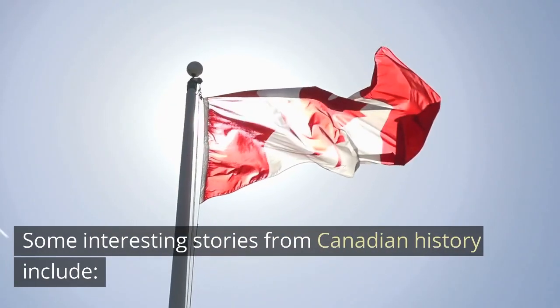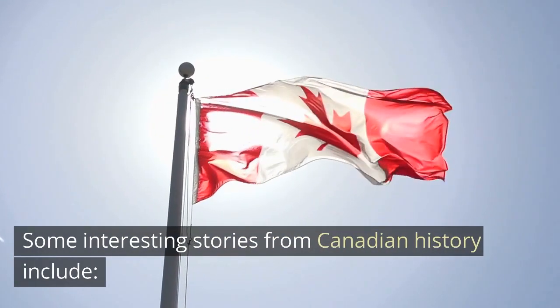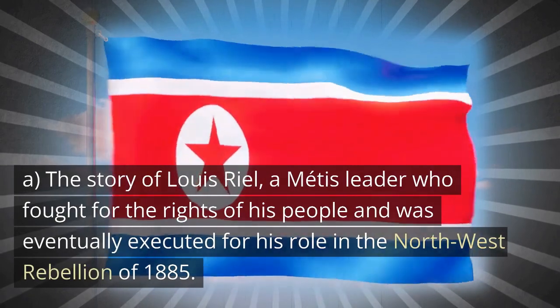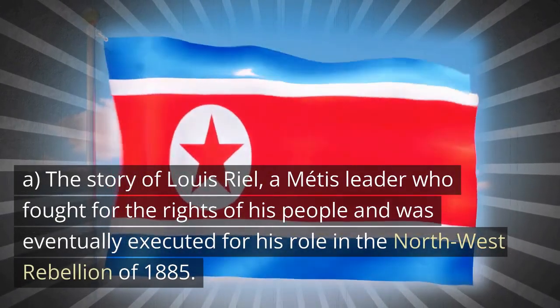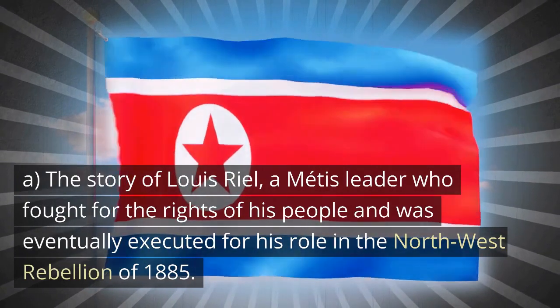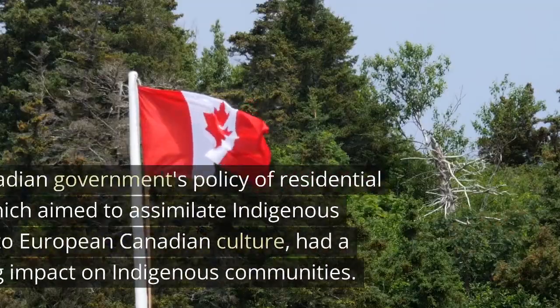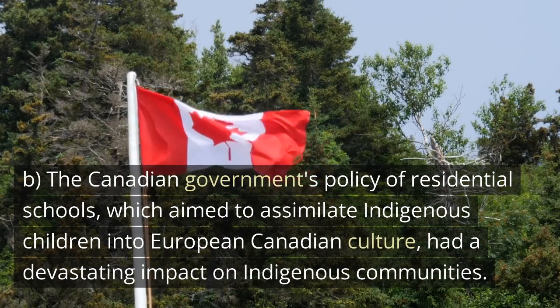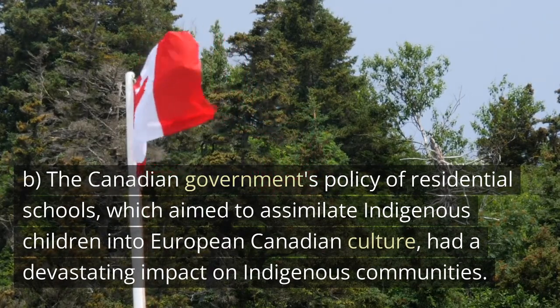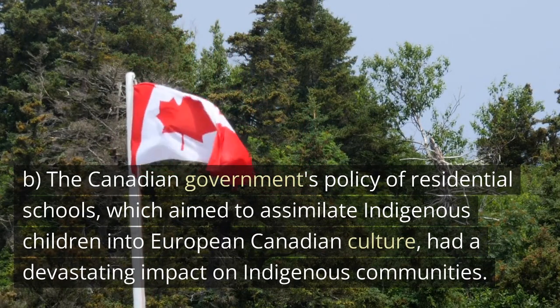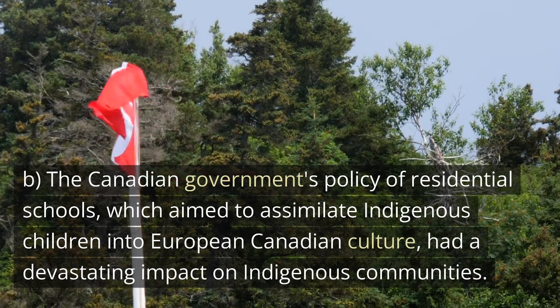Some interesting stories from Canadian history include: A. The story of Louis Riel, a Métis leader who fought for the rights of his people and was eventually executed for his role in the Northwest Rebellion of 1885. B. The Canadian government's policy of residential schools, which aimed to assimilate Indigenous children into European Canadian culture, had a devastating impact on Indigenous communities.